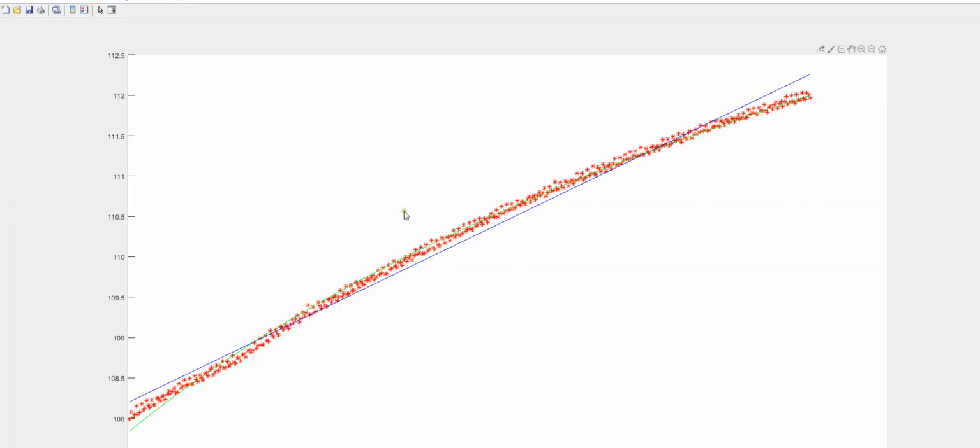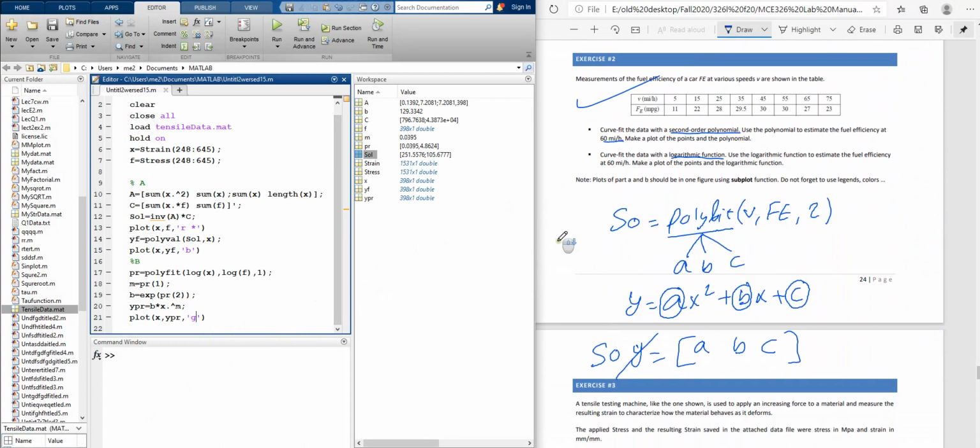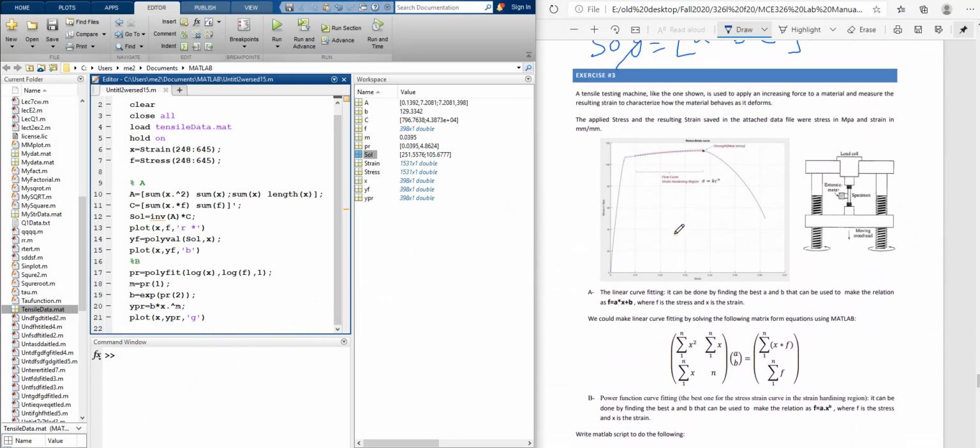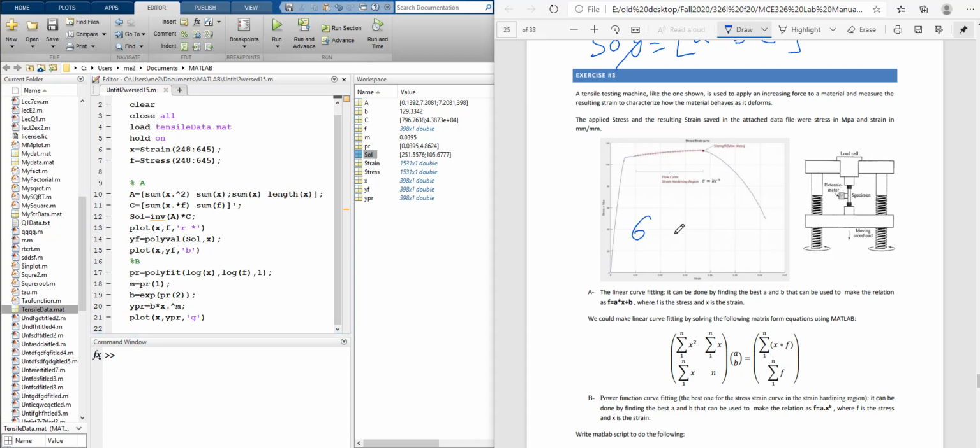As you see here, the blue one is the line we got from the matrix form solution, the red one is the original, and the green one is the power function, and I think the power function is better than the linear one. And just to remind you, as I told you in the material, we are trying to find the value of k, because sigma equals k multiplied by strain to the power m, the flow curve n. N here is m, what we got before, and k is the b. So this is how we can use it.